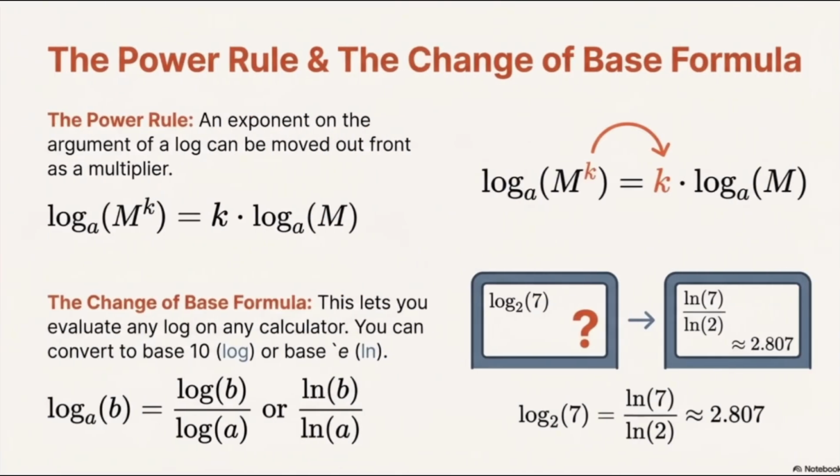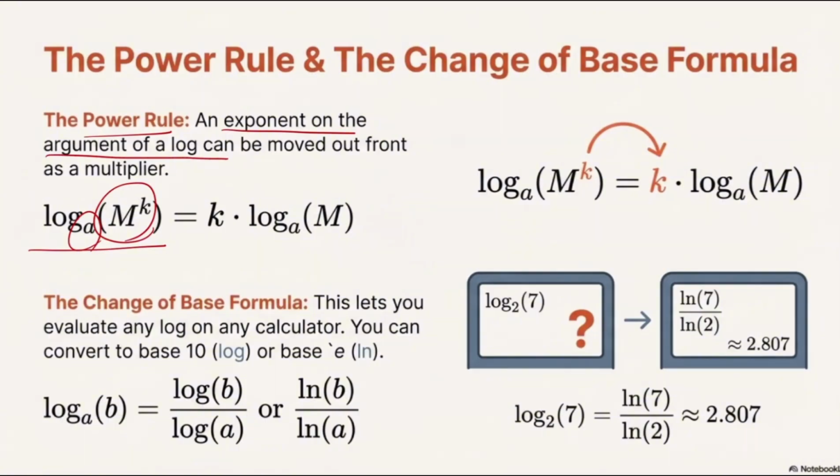So let's talk about the power rule, the change of base formula. What would happen if instead of just a normal number, like 10,000 or 25, I have something like this? It means that inside my logarithm I have a number that has a power. I have exponential form inside my logarithm, something like this. The power rule says an exponent on the argument of the log can be moved out front as a multiplier. What does that mean? It means that if I have my k over here, k is safe to move around there.